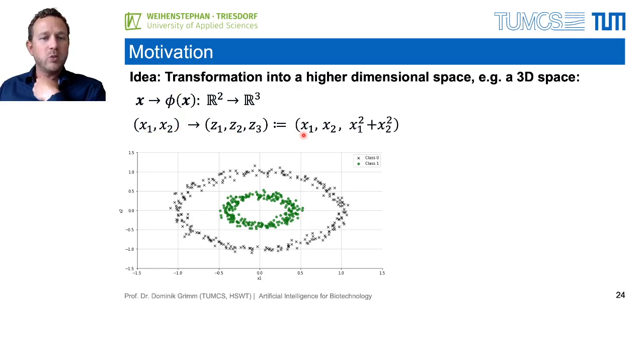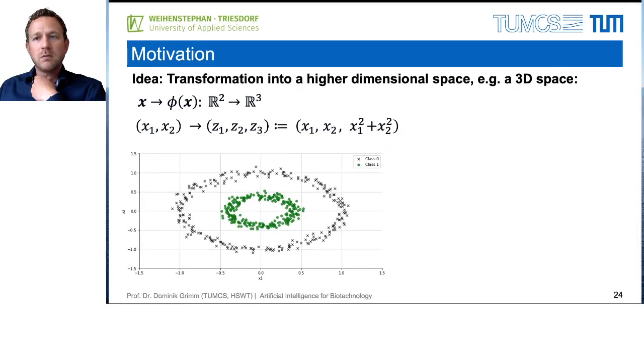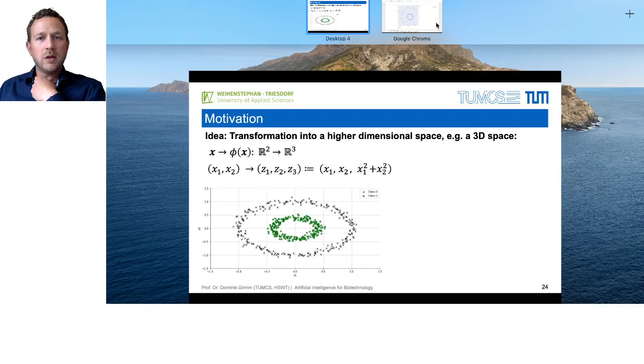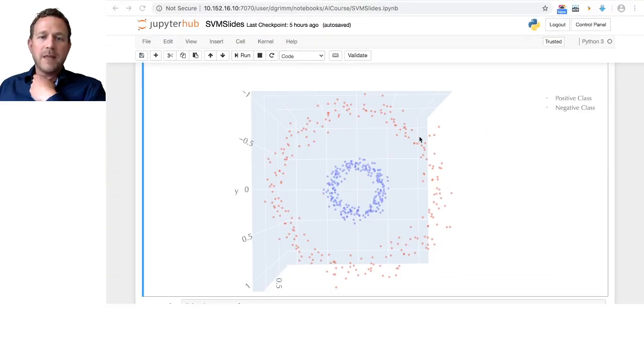For example, that we then get x1, x2, these are our first two dimensions, and the third dimension should be, for example, x1 squared plus x2 squared. So if we do the following, I will show this to you in Jupyter Notebook, then we have again this plot that you have seen before. Here some data points that belong to one class and some data points that belong to another class.